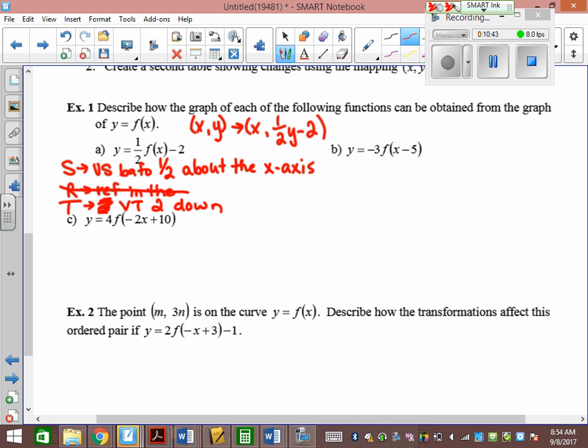B, if I did my mapping, I'd have my x, y. What's going to happen to my x? You're going to go to the right 5, so you're going to add 5. Yep, correct. And that's the only thing with the x, right? So that's the only thing that's going to affect my x. Now I have a -3 in front. What's that going to do to my y?